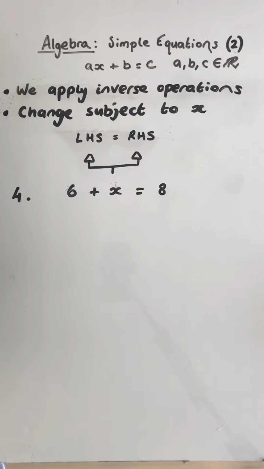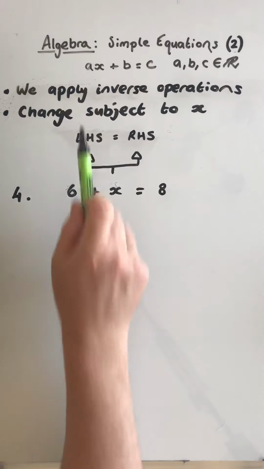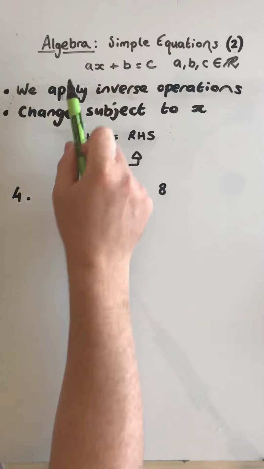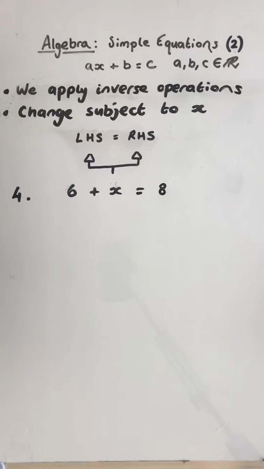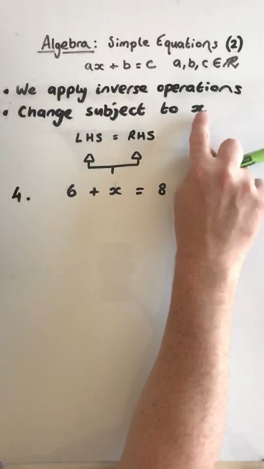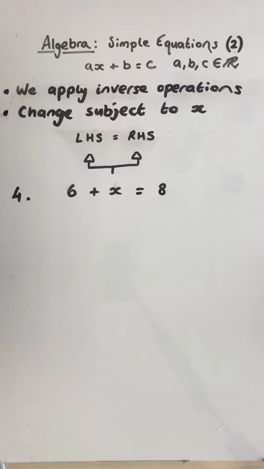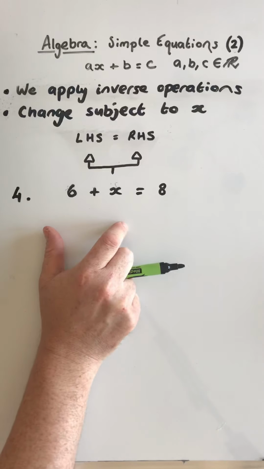Hi, welcome along to the second lesson of solving simple equations of the form ax plus b equals c. This is a linear equation, right, where a, b and c are members of the real number line. To solve equations we will apply inverse operations for an unknown variable. We will change the subject to this unknown variable. I'm going to keep it at x at the minute. By convention, the subject is on the left hand side.